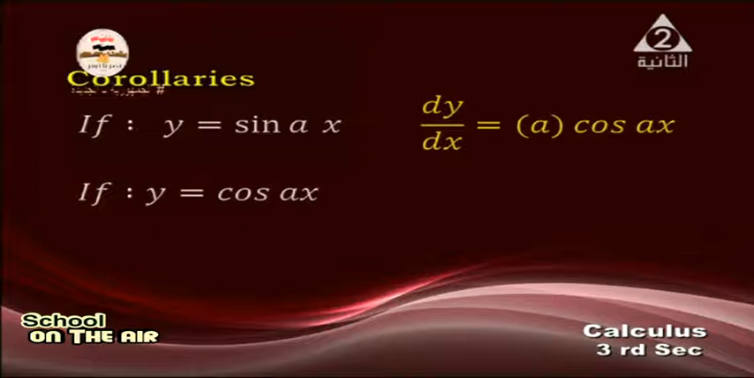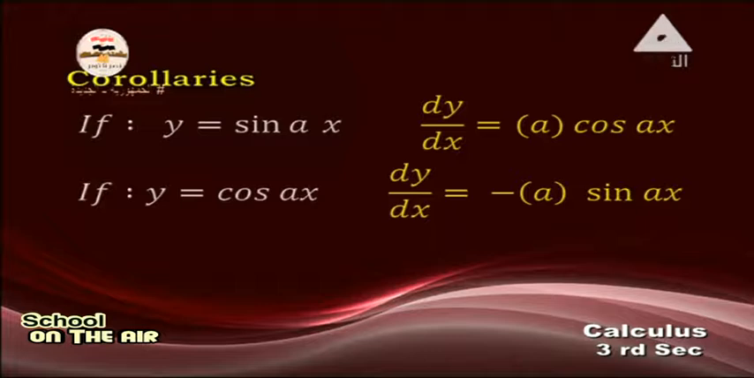The second rule, if y equals cosine ax, then dy/dx equals the derivative of cosine x, which is negative sine ax. And the derivative of the angle ax equals a. Then the derivative of cosine ax equals negative a multiplied by sine ax.